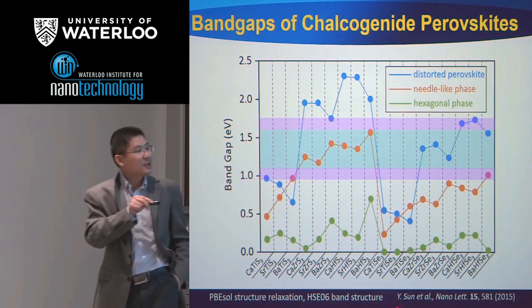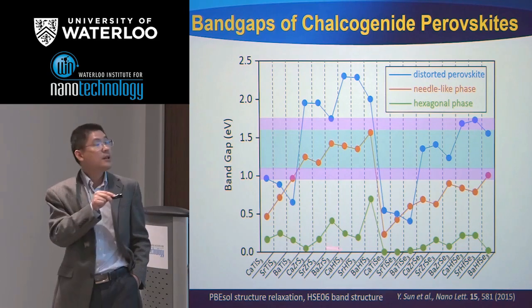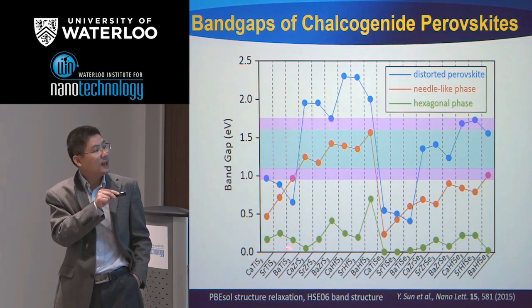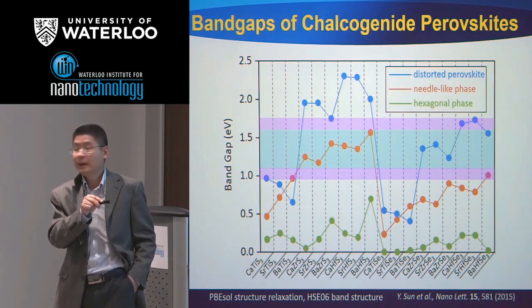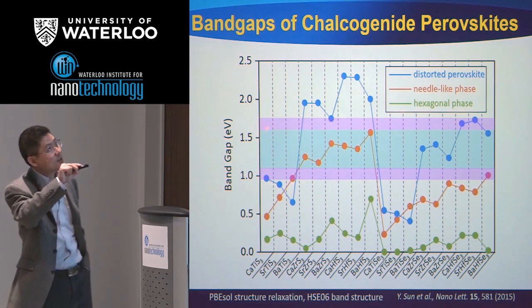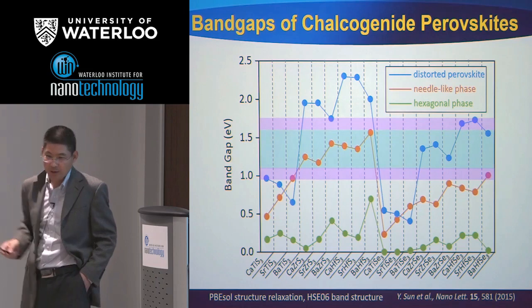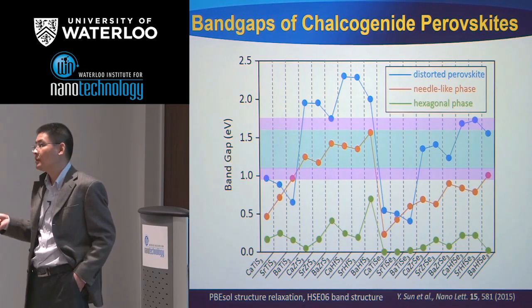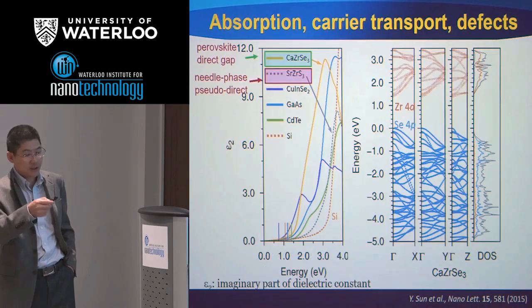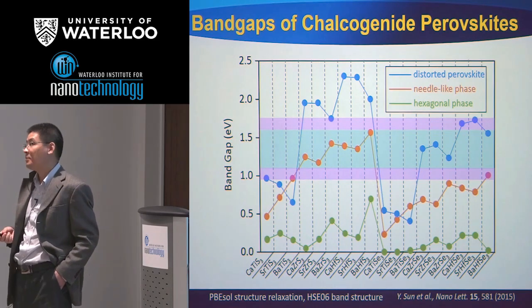Our theory collaborator, Shengbai Zhang's group at RPI, did the first principles calculations. They screened 18 compounds of the chalcogenide perovskites, and what they found is that a large group of materials have a suitable band gap for photovoltaic applications. If you look at this green band here, this band gap value will give you a solar cell efficiency above 30%. If you relax this requirement and go to this band, it will still give you a theoretical efficiency of 28%.